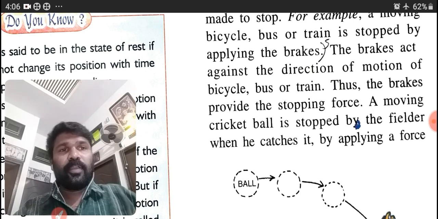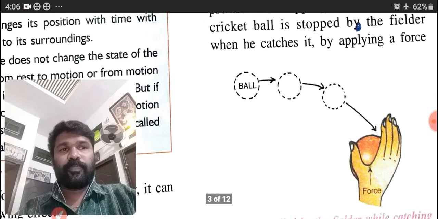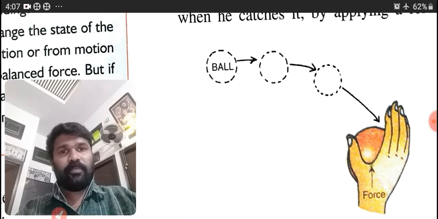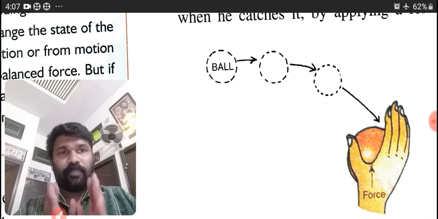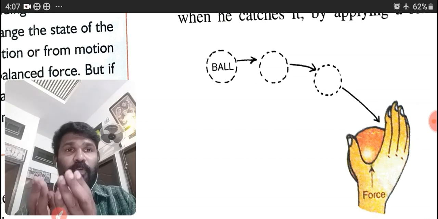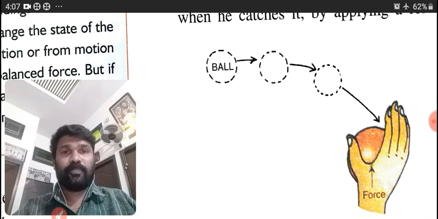Clear? By applying a force. You can see the diagram. No need of diagram. It's cricket. You all like cricket. I too like cricket. We know how to catch it. We are applying a force here while we catch.